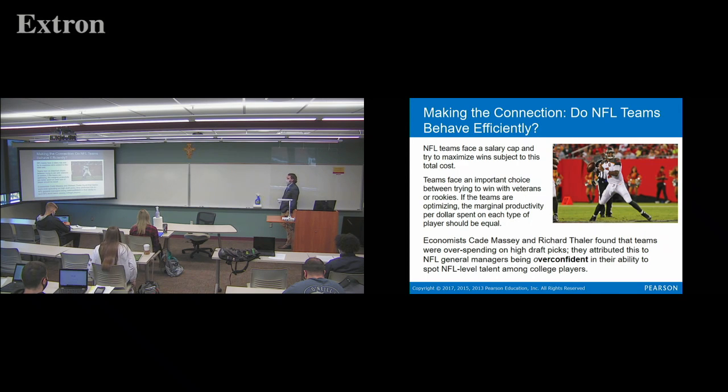So when NFL teams are trying to decide if they should bring in a bunch of veterans, the Buccaneers, for example, with Tom Brady: do you bring in Tom Brady, or do you draft a rookie? So the teams, if they're optimizing, if they're trying to maximize revenue, or trying to maximize their wins subject to total cost, two different ways to look at it, but either way, the marginal productivity, so I guess the marginal wins brought by veterans and by rookies, should be about equal.